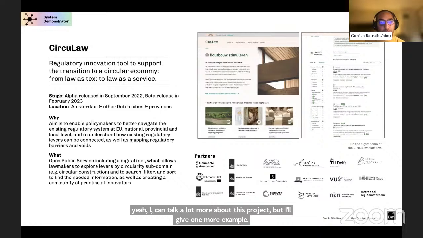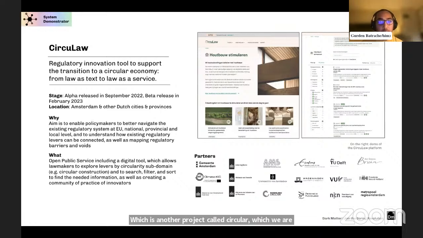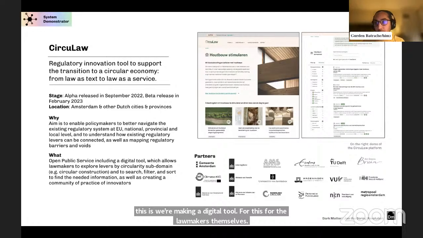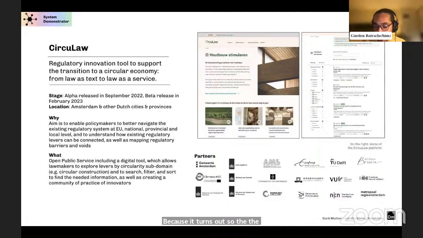It's another project called Circular, which we are doing in the city of Amsterdam. We're making a digital tool for the lawmakers themselves, because it turns out the country has made a commitment to become more circular, but they don't have the resources to work out what circular even means, right? So we're demystifying their own legal setup through some very basic data analysis, no fancy AI, but people actually going through law one by one, creating a spreadsheet, a very prototypey approach. And now we're creating a CMS system to make it easier.